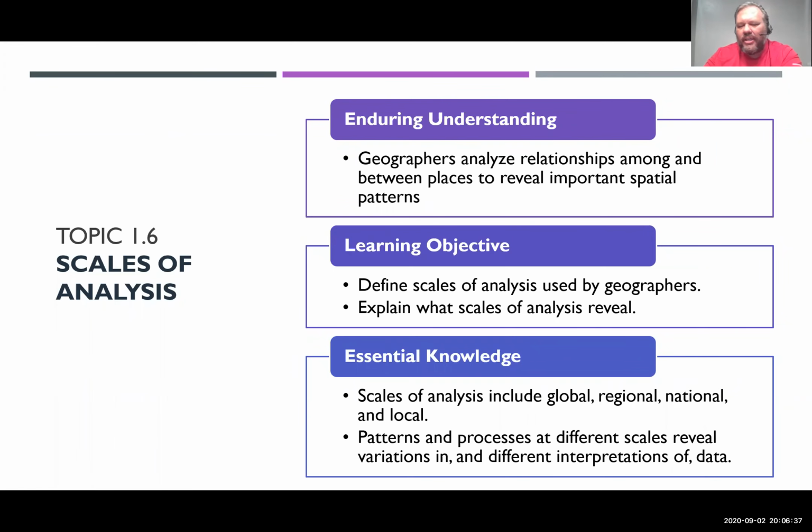Everybody. Today we're going to be looking at Unit 1.6 and 7. I'm going to try to go quick. I know I say that all the time, but I am. I'm going to try. So the topic 1.6 is about scales of analysis.